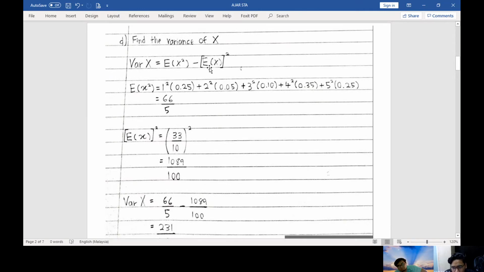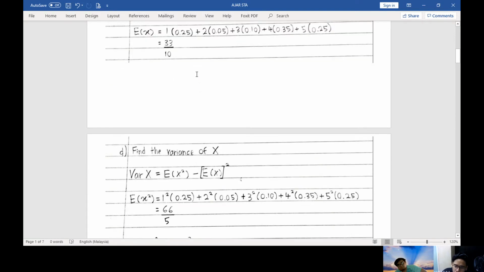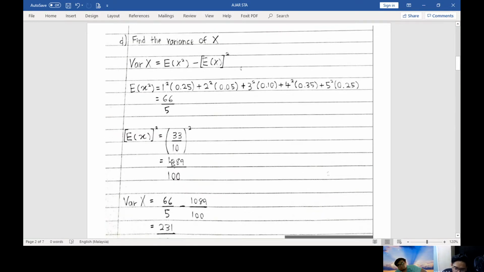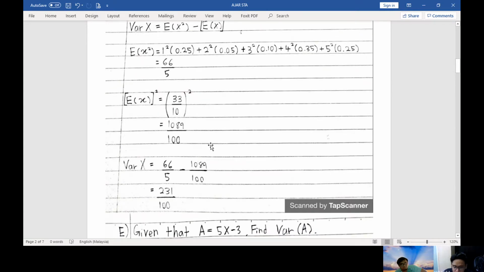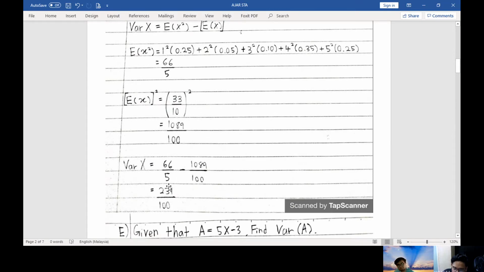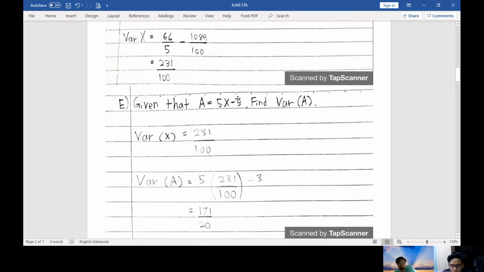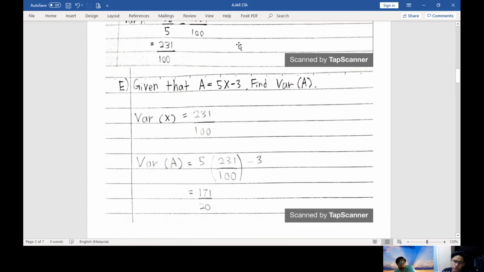Okay. So next we need to find mean square. Here we just take the value from here because we already calculated it, and we just square it, and we will get 1089/100. And we go back to the formula, we put the output, and then we will get 66/5 minus 1089/100, and we will get 231/100. That's good.